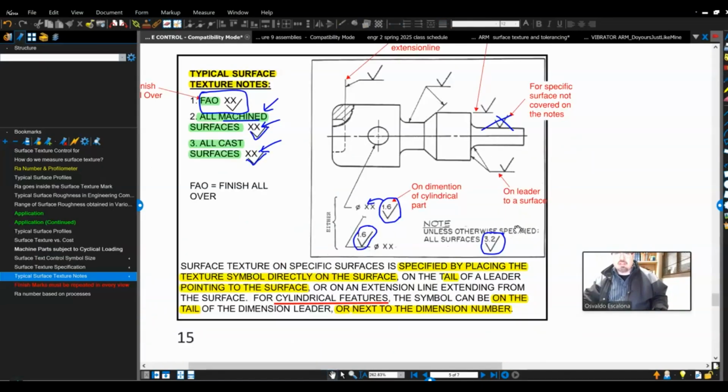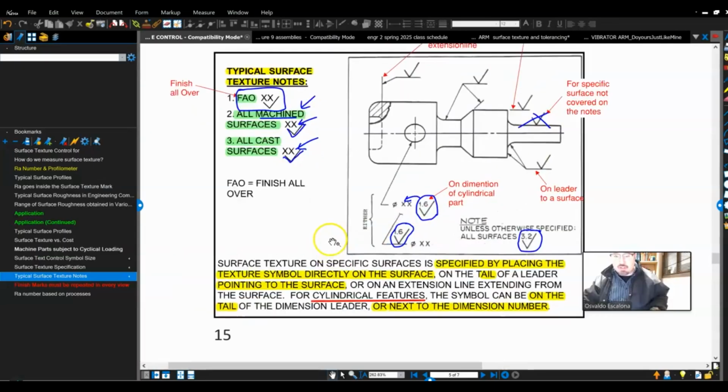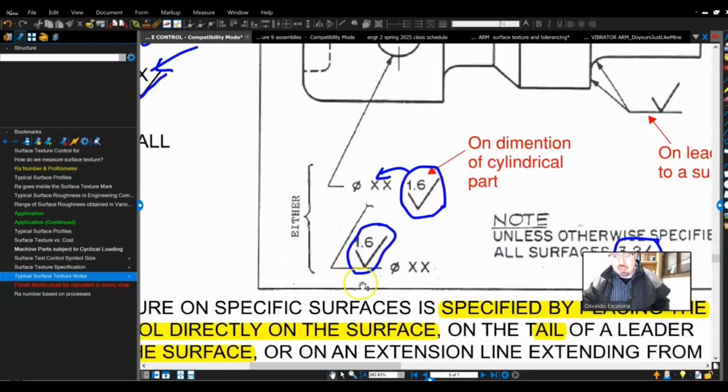Let me see what it says. The surface texture on specific surfaces is specified by placing the texture symbol directly on the surface. I don't want you to do that, like I said. It goes on the tail of the leader pointing to the surface, or an extension line extending from the surface. For cylindrical features, the symbol can be on the tail of the dimension leader or next to the dimension number. Again, this is the tail of the dimension leader or right next to the dimension number, right?